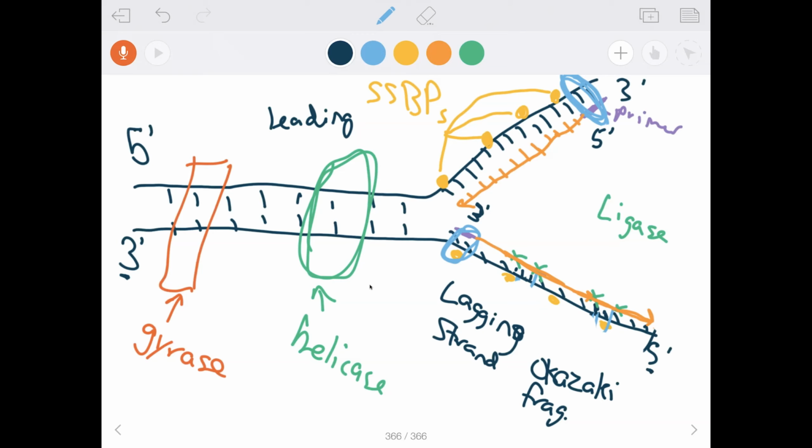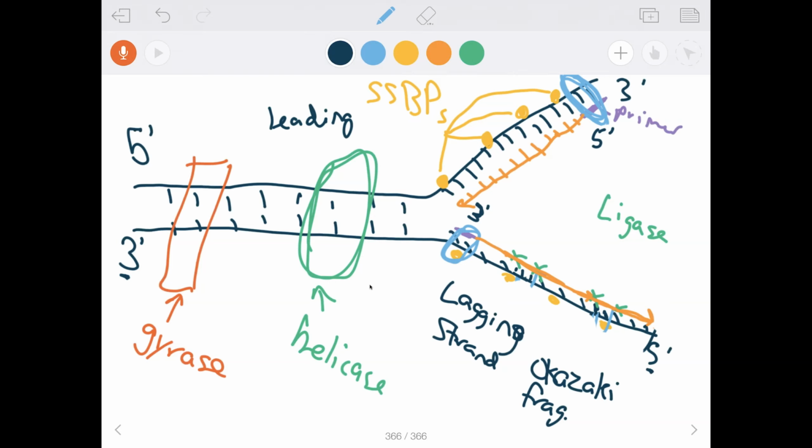Now I know I'm throwing a lot of enzyme names and functions at you, but make sure you listen to this video a couple times and go through each piece one by one. One way I suggest you practice this is to draw it on your own. Take the template that I use, the black lines, the strands, open it up at a replication fork, and draw in what you expect to be there and why it's there.